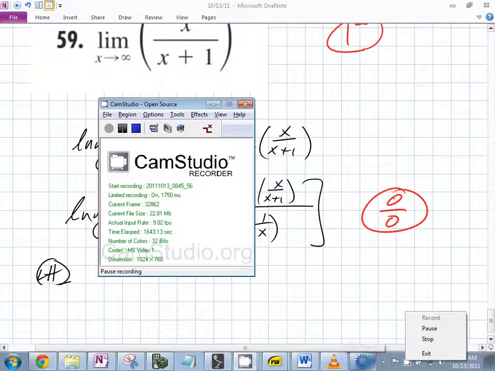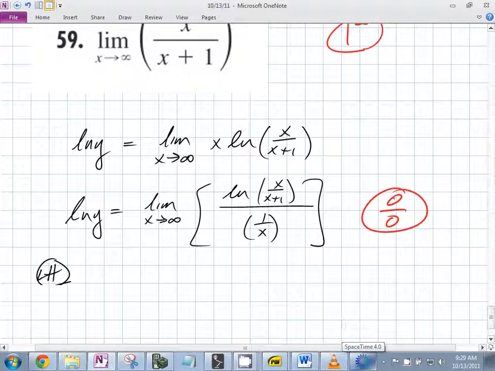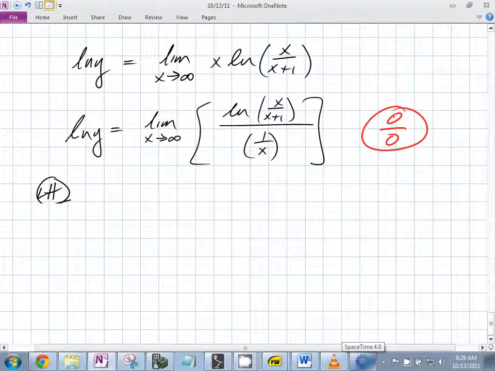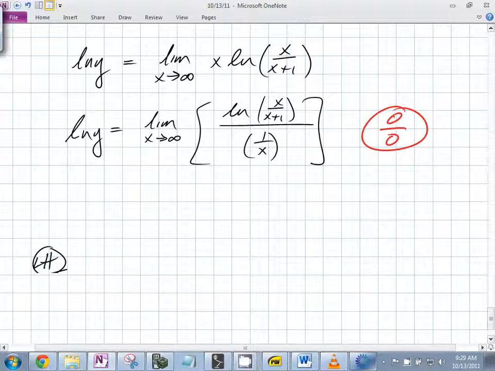Flattening it first makes it easier to do the derivative, though, right? So we're going to use L'Hopital's rule, but we're going to make this before we do that. Before we use L'Hopital's rule, let's do a little bit of algebra. This is equal to the limit as x goes to infinity of ln x minus ln of x plus 1, all over x to the negative 1, right?